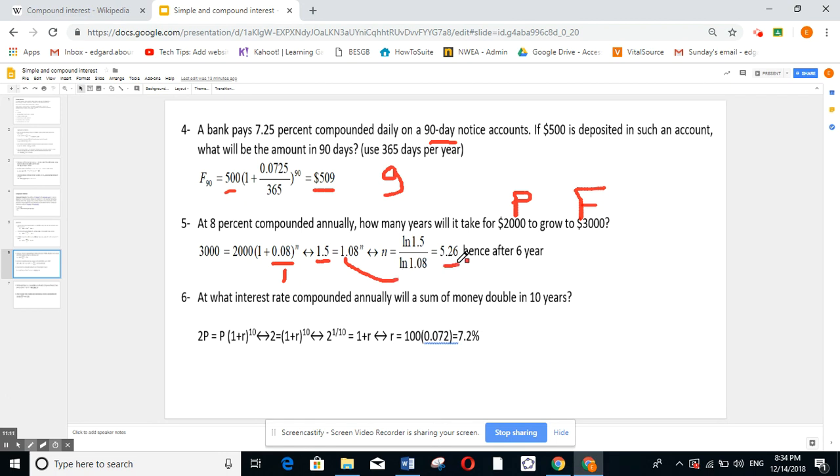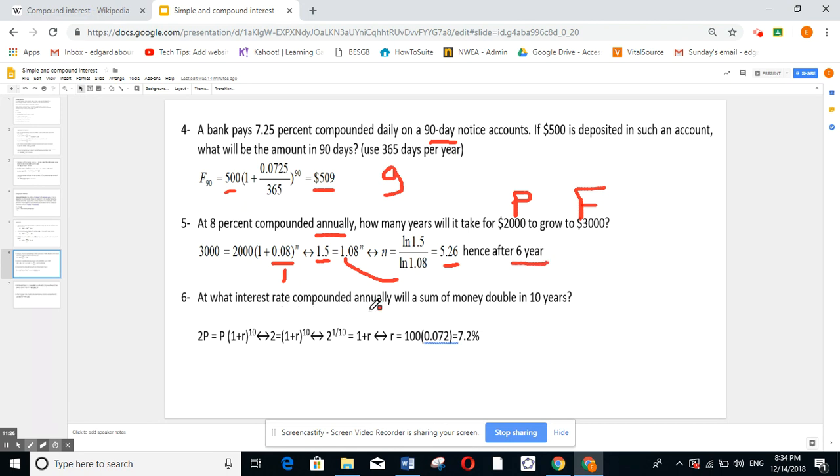But since the interest is given at the end of the year, you're going to wait till the end of the year to get that interest, because you cannot take it at 5.26, or 2 months or 3 months. You're going to get it at the end of the year. Here it's annually, so you must wait 6 years.